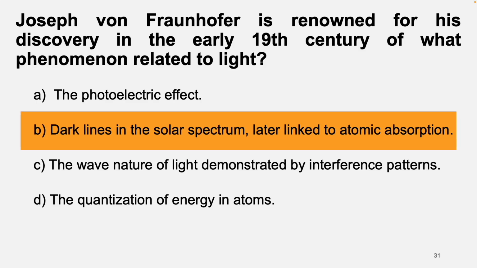The correct answer is B. In the early 19th century, Fraunhofer observed dark lines in the sun's spectrum. Later, these were shown to come from atoms in the sun's atmosphere that selectively absorbed certain wavelengths. Fraunhofer's careful measurements gave spectroscopy its precision. Even though he didn't know about quantum theory, his work laid the foundation for linking spectral lines with atomic structures.